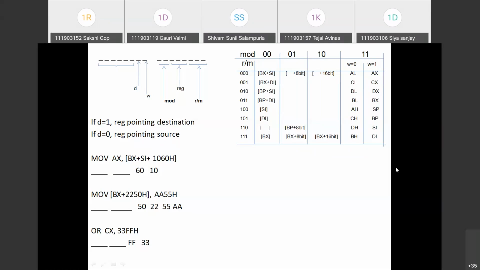Mod 00, 01, and 10 mean memory reference, and 11 means register reference, depending on the W bit. W bit 0 means 8-bit register, W bit 1 means 16-bit register. As per this format, we have seen that most instructions are a minimum of 2 bytes. At the most, instruction length is 6 bytes.